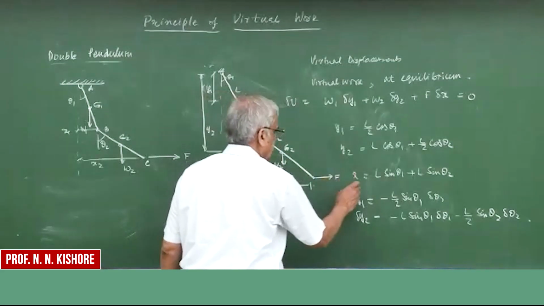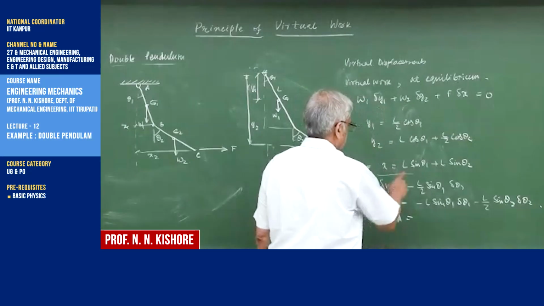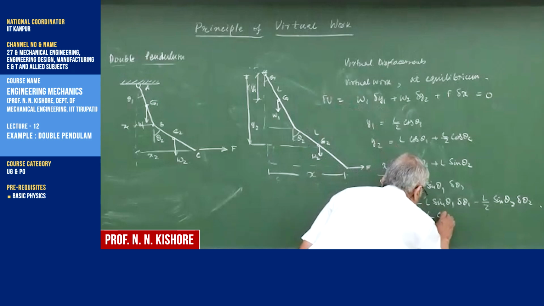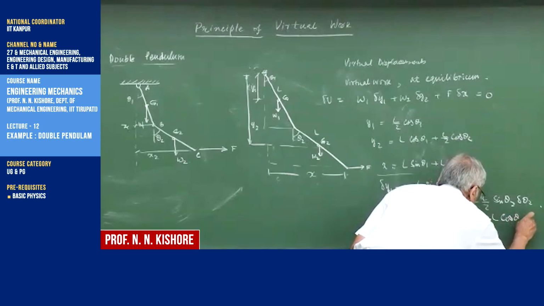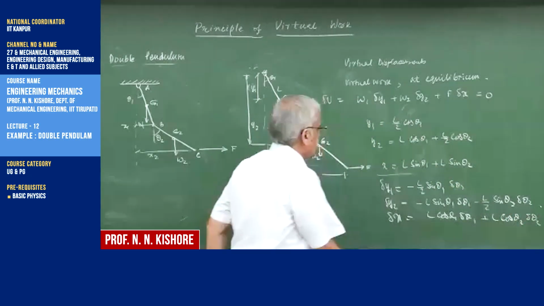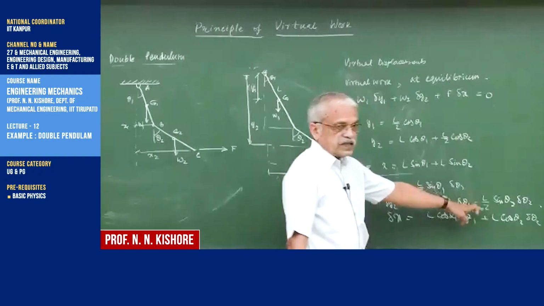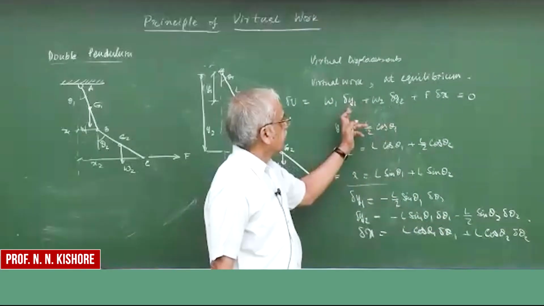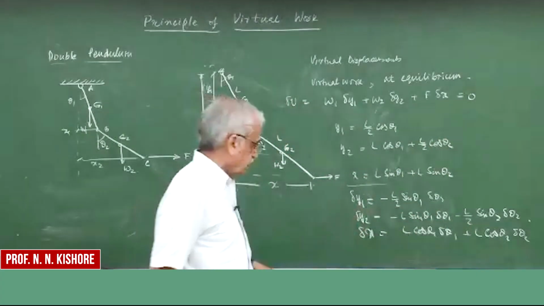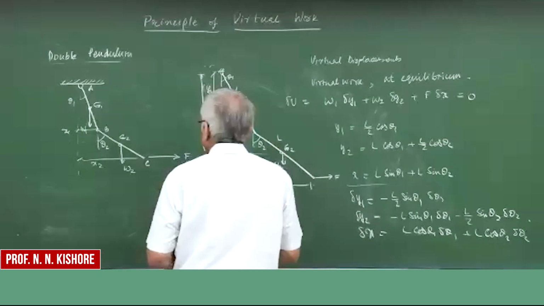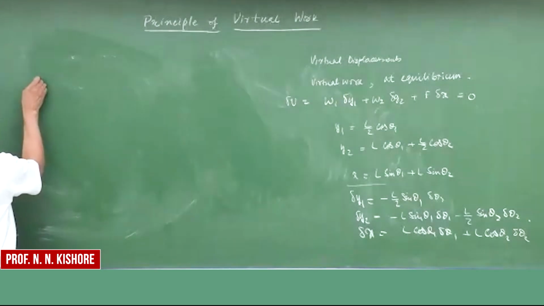Then the perturbation in X, the horizontal displacement, is L cos theta 1 delta theta 1. Everything we are trying to put in terms of the two common displacements, because though we are putting three quantities here, essentially it is only two. We have to convert that, substituting into the basic equation.